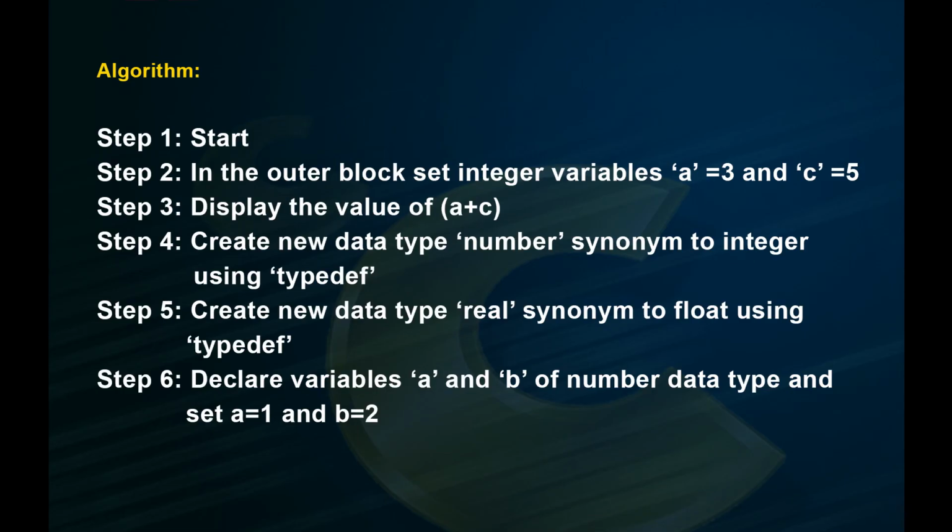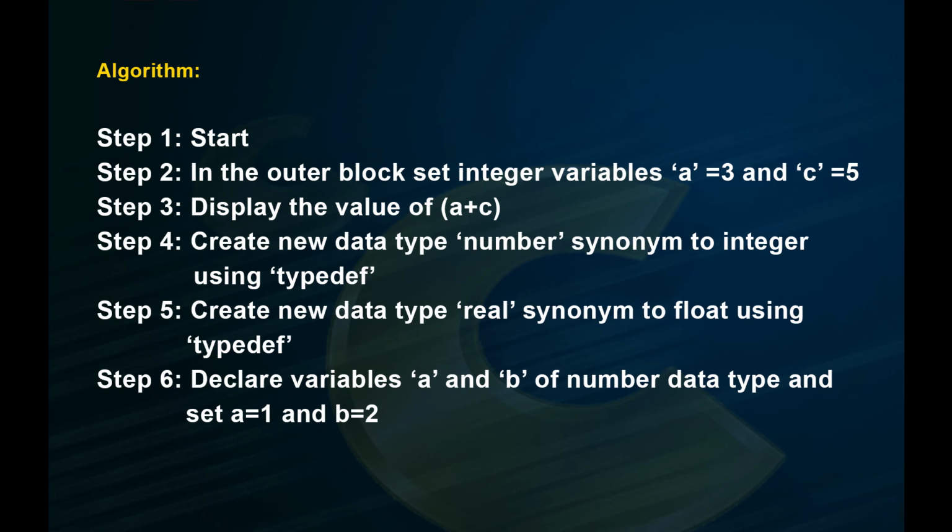Let us now formulate the algorithm. Step 1, start. Step 2, in the outer block set integer variables a equal to 3 and c equal to 5. Step 3, display the value of a plus c. Step 4, create new data type number synonym to integer using typedef. Step 5, create new data type real synonym to float using typedef.